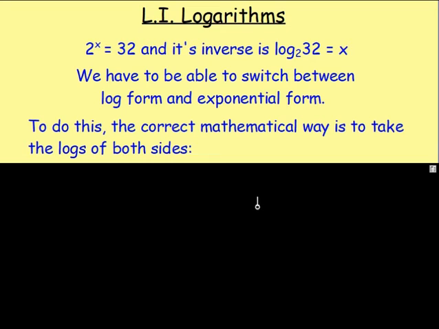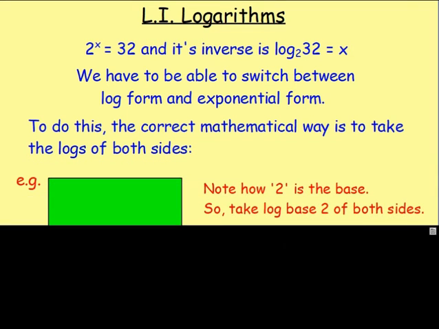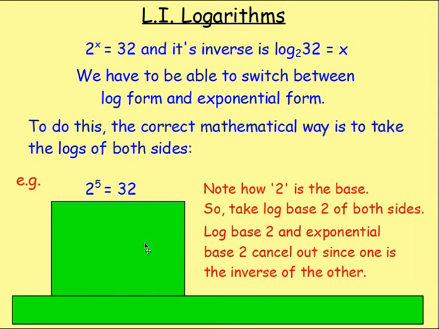I suppose the correct mathematical way of doing it is to do the same thing at both sides. So here you could take logs of both sides. Let's start with this example then. If we have 2 to the power of 5 equals 32, we already know that if we do the same thing to both sides of an equation, the sides will remain equal. Because here we've got our base and our index, with a base of 2, we could take the log base 2 of both sides.